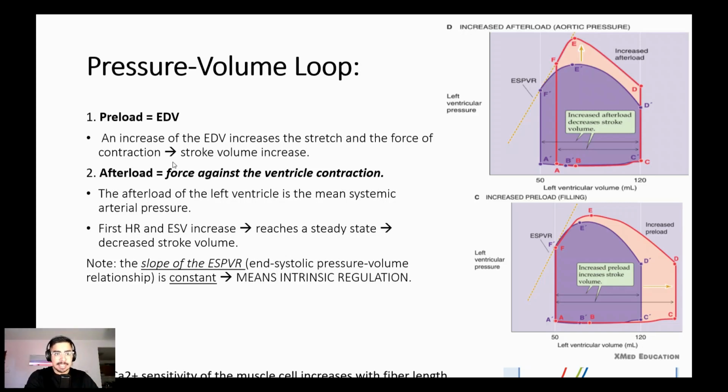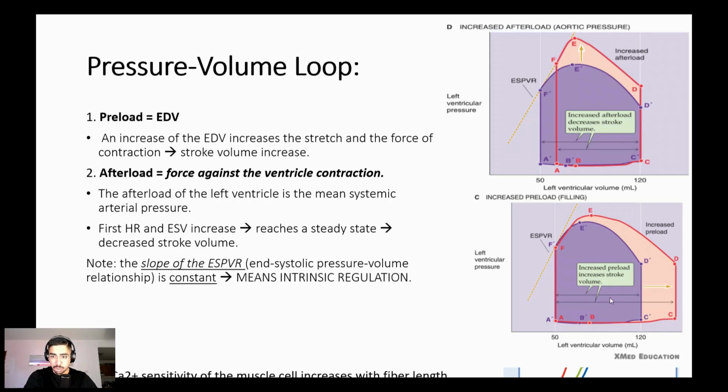And the second thing is afterload. These two are actually against each other. Preload is the amount of the blood, and afterload is the pressure against the ventricle. So now let me explain it in graphs. This one is the pressure volume loop for preload.